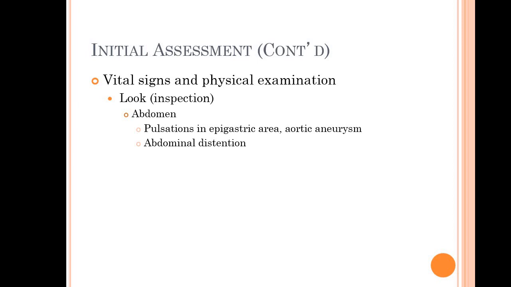So watch out for your triple A's, the sort of pulsating mass in the abdomen. Don't feel it too hard. If you feel it once, you don't have to go back and look again. You might rupture it.